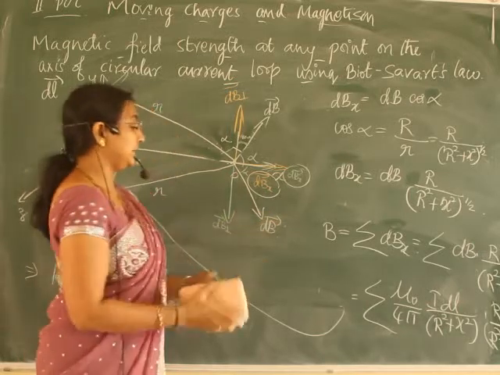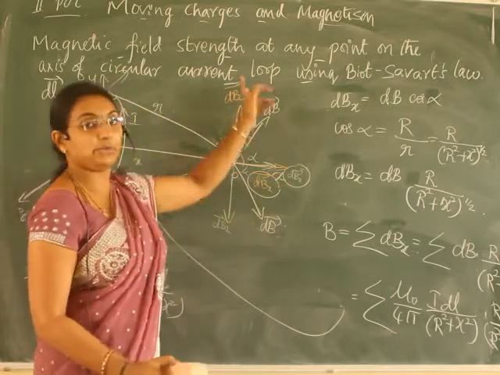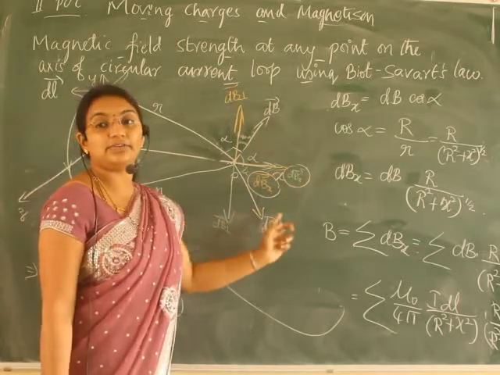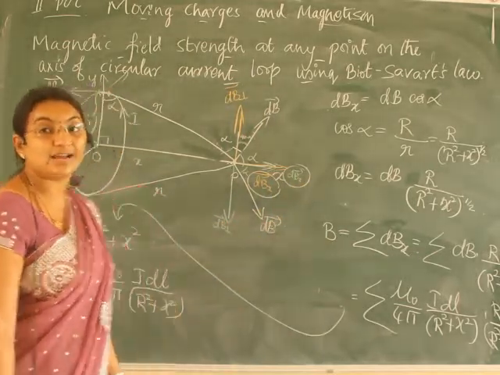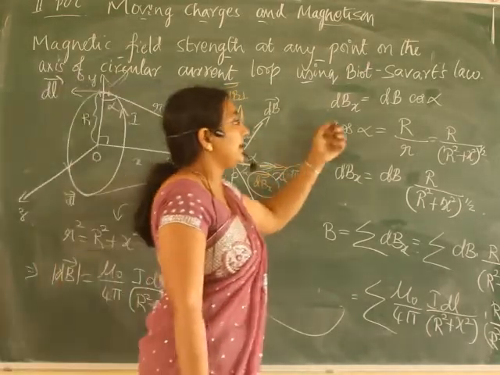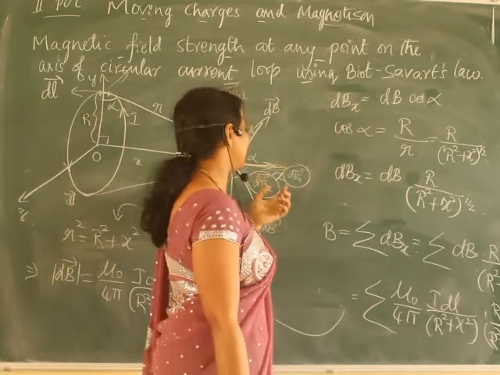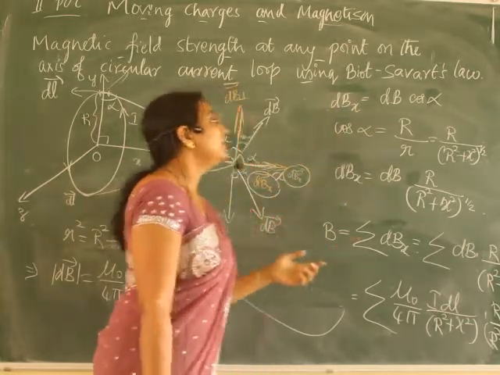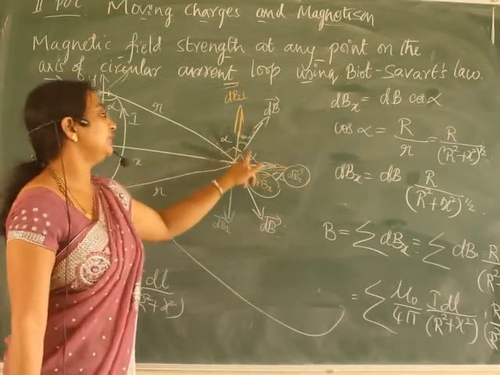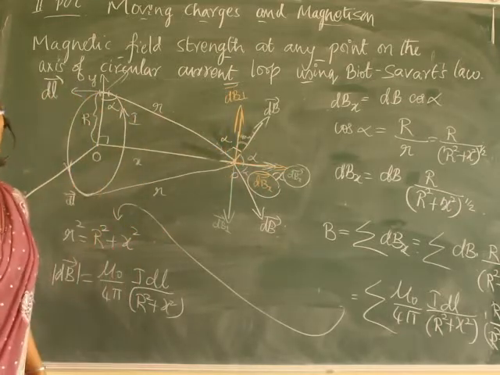We can resolve that dB vector into two components along the x and y. Since these two are equal and opposite in direction, they'll get cancelled out. Only the magnetic field along the x-axis, since they are in the same direction, will get added up. We can write dBx as dB cos theta. Here theta is alpha, so cos alpha. If this is alpha, then this is 90 minus alpha. But this full angle is 90 degrees, so this should be alpha. If this is alpha, then this is also alpha.